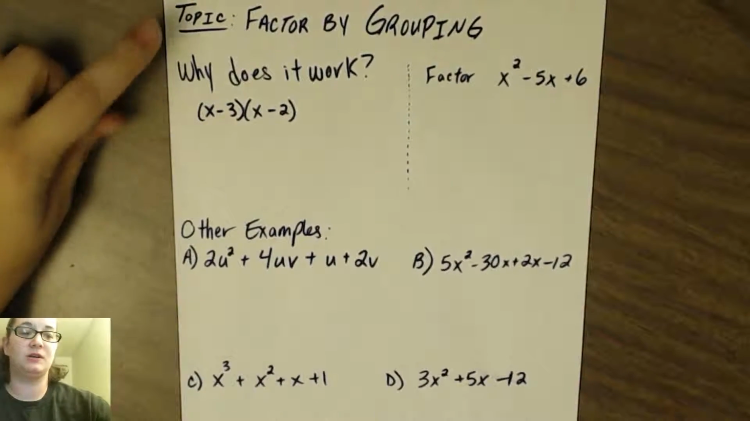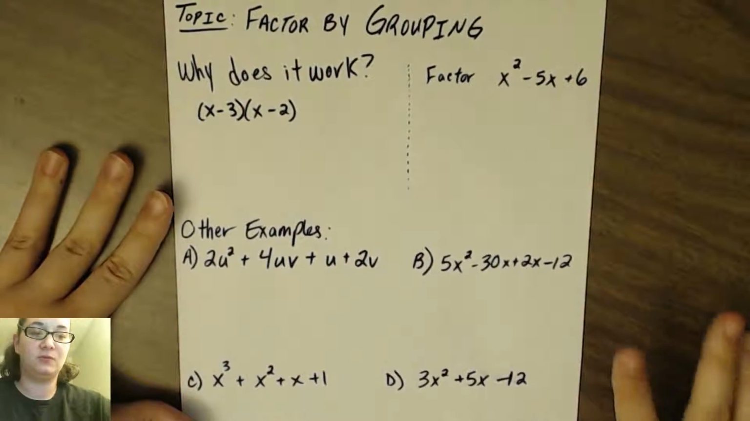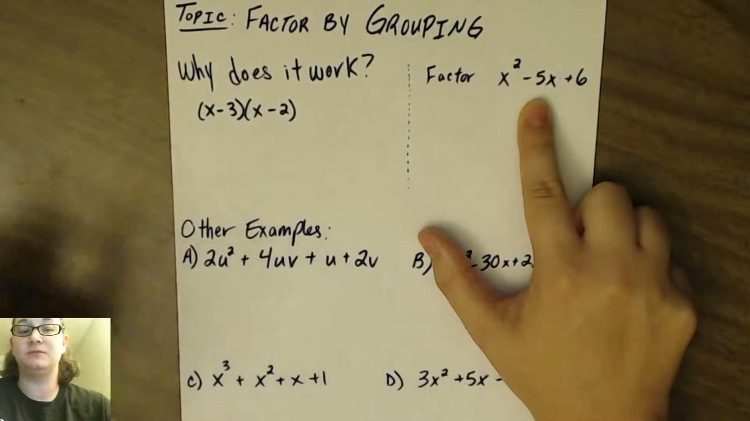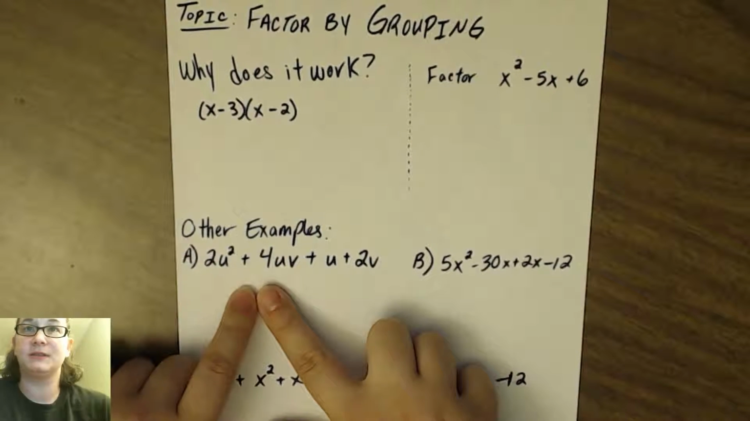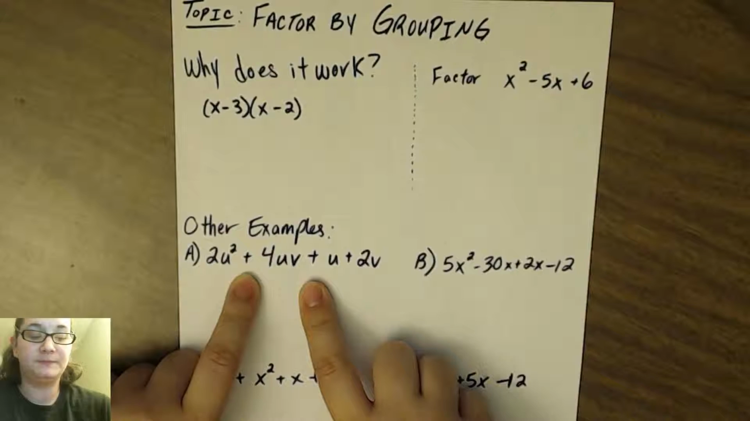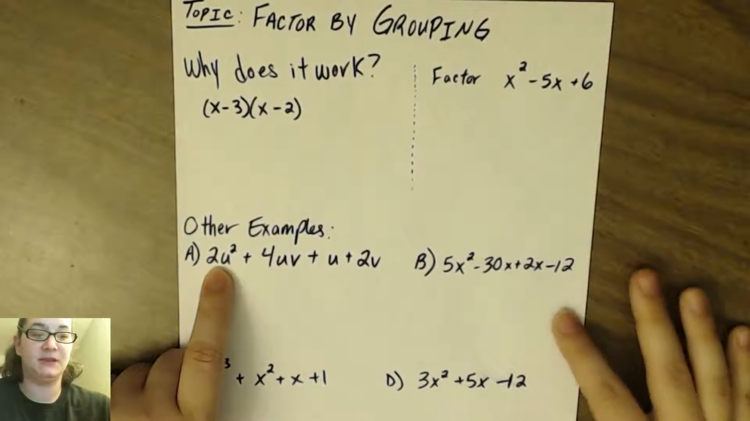I was going to talk about factoring by grouping. It's sometimes useful when you cannot factor. If you have a trinomial like this, it's usually better to use the x method that I've done before. But if you have other things like these examples, you can't really use the x method. It's not a trinomial, so factor by grouping can help in this kind of sense.